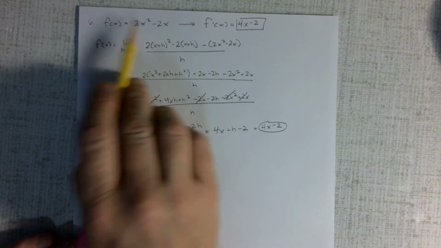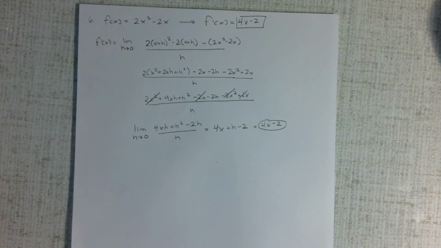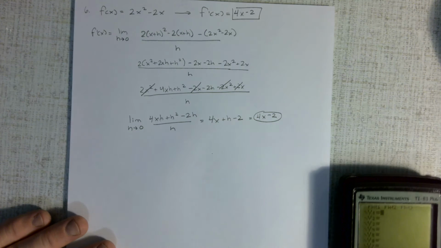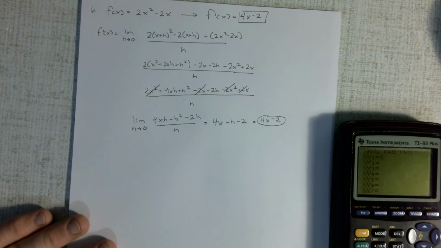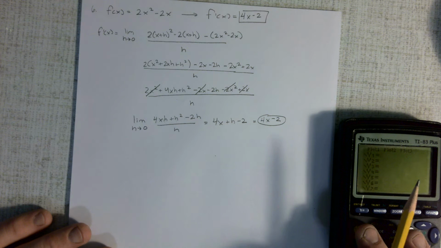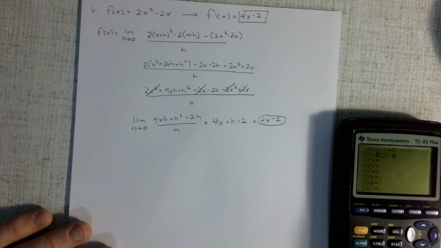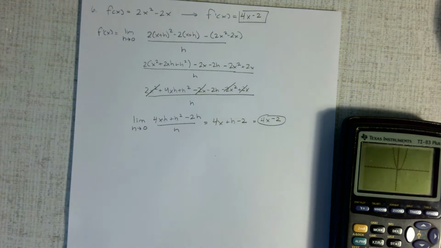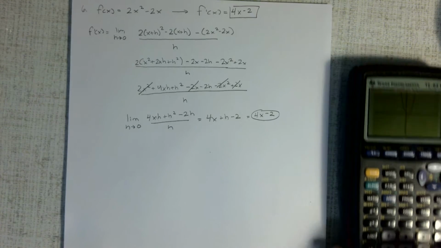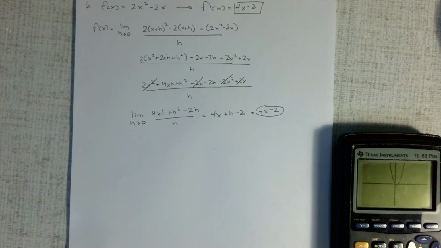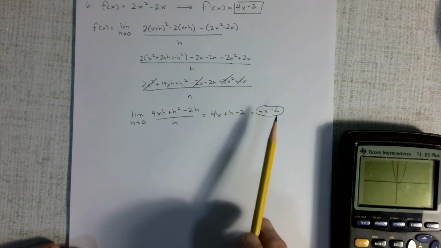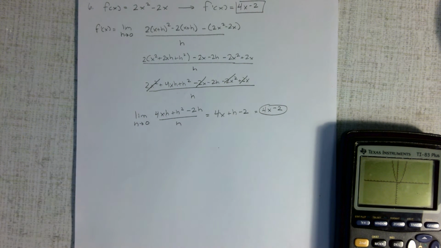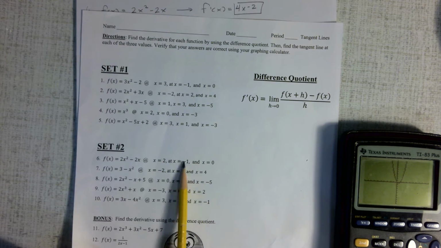That means this function, let's see what this produces if I get my graphing calculator out here. I have my graphing calculator here, and if I type in y equals 2x squared minus 2x and hit graph, you'll see a graph of the parabola right there. So now what I want to do is figure out, according to the directions, I've done the derivative. Now I have to figure out the tangent line at these points.